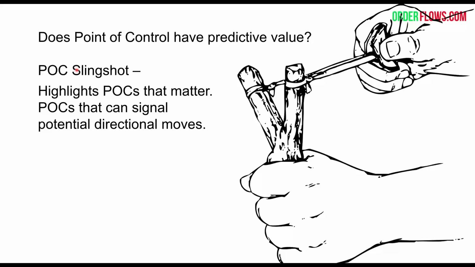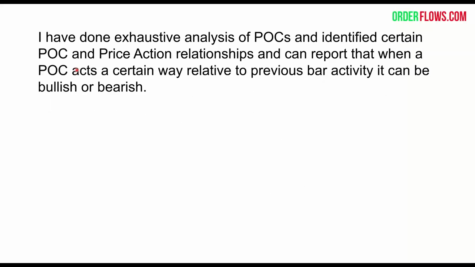And whether you're trading futures, stocks, forex, and even Bitcoin and cryptos, every bar is going to have a point of control. So the POC slingshot is actually an indicator we programmed into the Orderflows Trader, and it highlights POCs that matter. POCs, points of control, that can signal potential directional moves. And again, I've done a lot of research into this, and I've identified certain points of control along with price action relationships. And I found that when a POC acts a certain way relative to previous bar activity, the price action, it can be bearish or bullish.